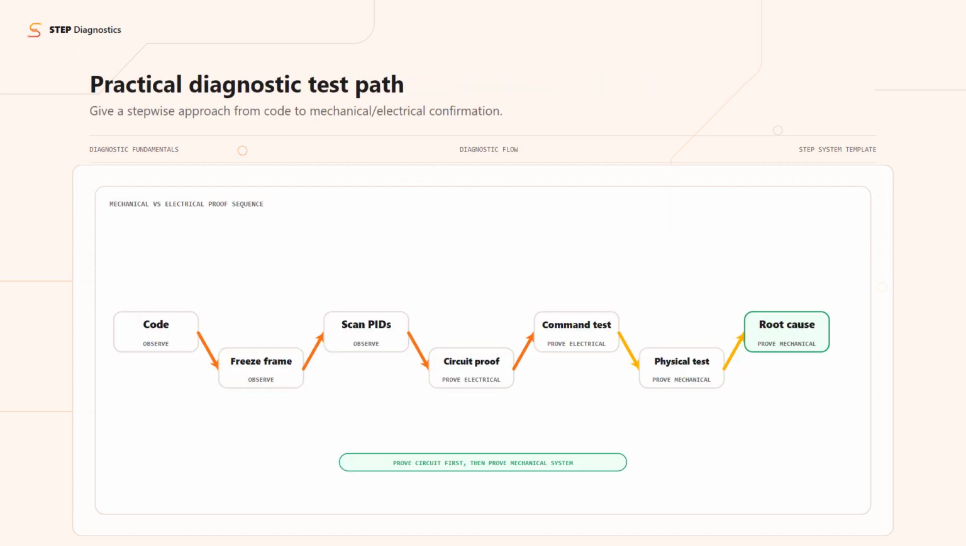Start with code and freeze frame review. Then compare related sensor data for plausibility. Next, check live measurements at the sensor and ECU under symptom conditions. When values match electrical expectations, probe mechanical causes. This sequence ensures you accurately pinpoint the real failure, mechanical or electrical, without wasted parts or steps.